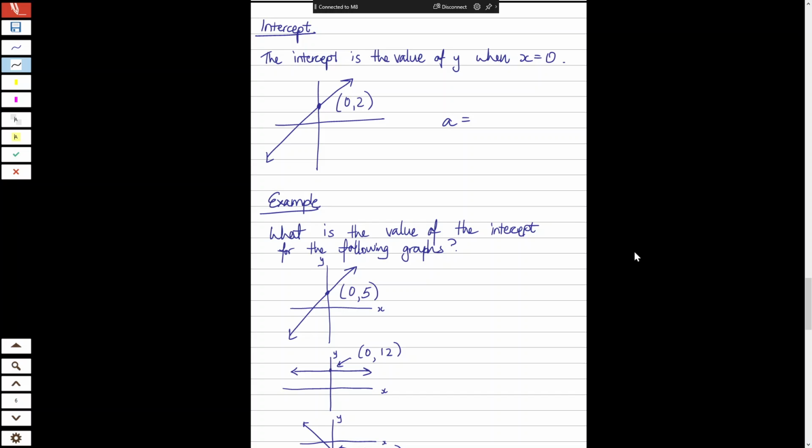We've just done the slope. Now I want to talk about the intercept. The intercept is the value where the graph hits the y-axis. So for example, see this graph here? It passes through the point with coordinates 0, 2. The intercept is just going to be the y value there, 2.